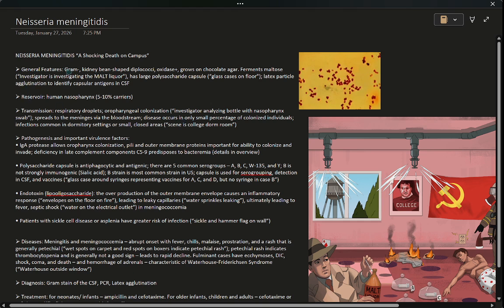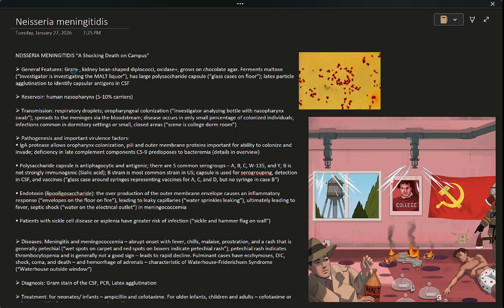Alright, so here are some general features about this bacteria. First of all, it is gram-negative. It also has kidney bean-shaped diplococci formation as implied or represented in this stained image. And then it is also oxidase positive, and it's going to grow on the chocolate agar.